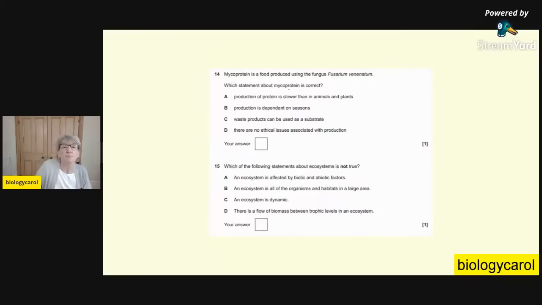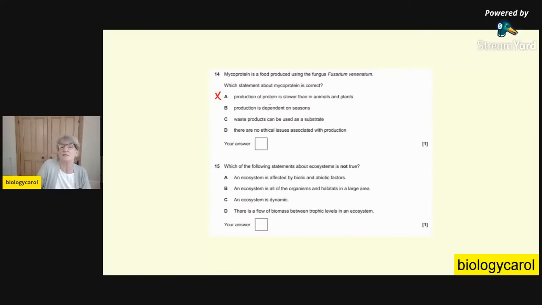Okay, mycoprotein is a food produced using the fungus Fusarium venenatum. Which statement about mycoprotein is correct? The production of protein is slower than in plants and animals. Well, that is not correct, because the industrial production of Fusarium actually produces protein at a rate much faster than in animals and much faster than in plants. So I'm absolutely confident that's not true.